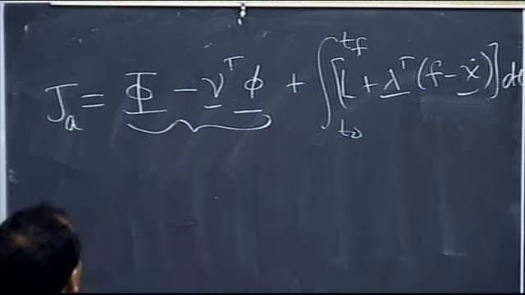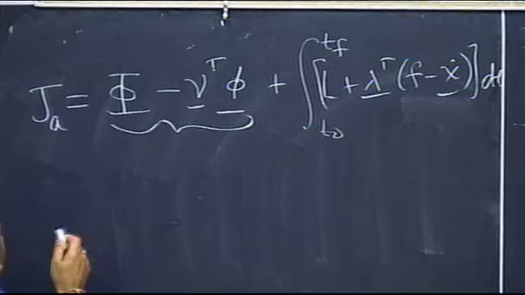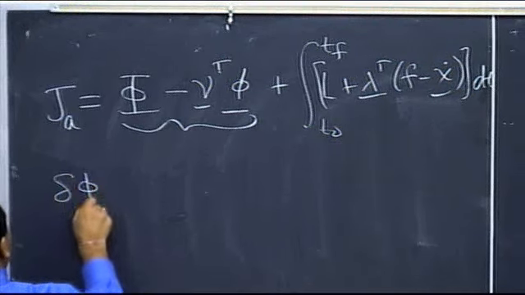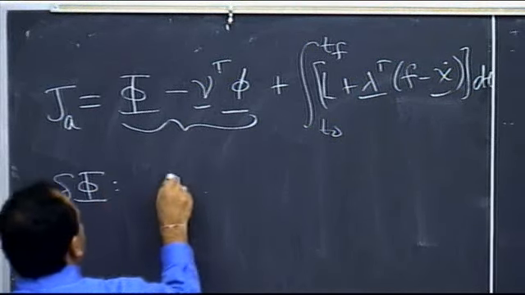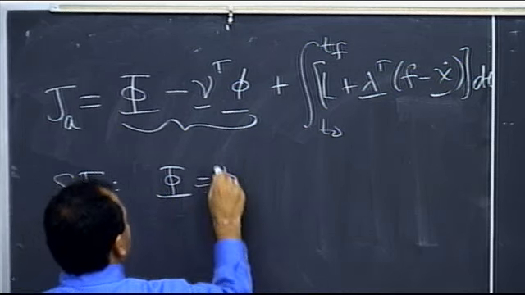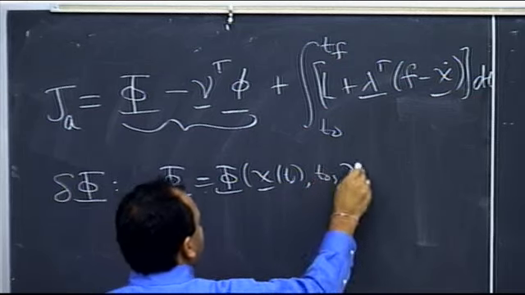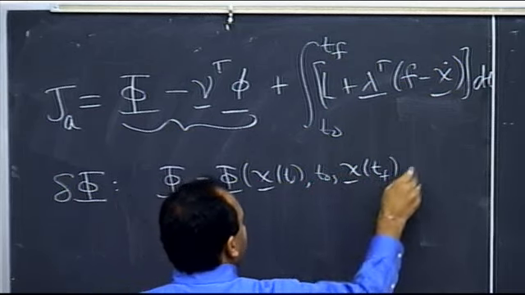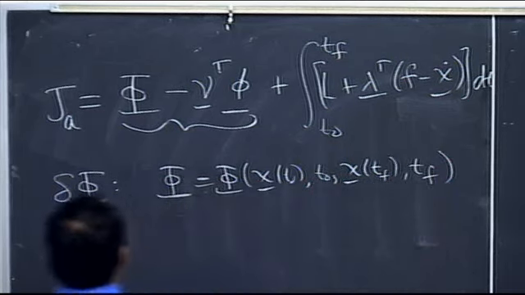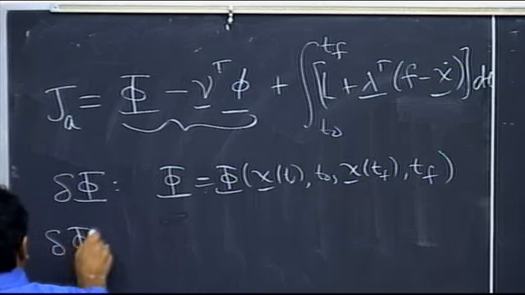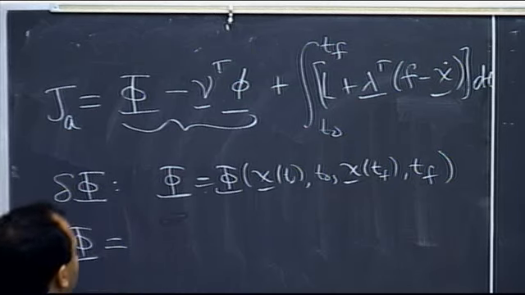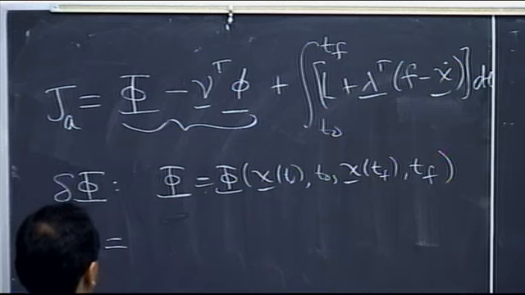The thing that I had done was I was first doing the variation in phi. And if you recall, phi was a function of x of t0, x of tf, and tf. So when you take the variation in phi, and this winds up applying to the other term too, but I'll do it for this one first.